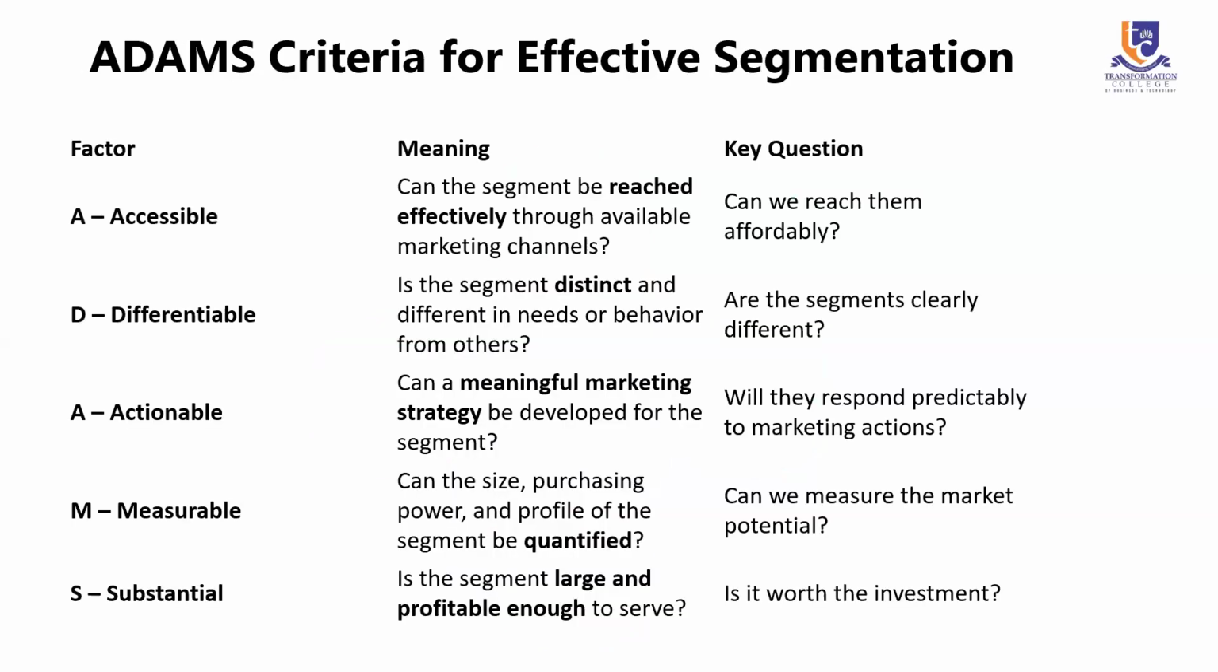Now let's move to the criteria for effective segmentation. Accessible: can the segment be reached effectively through an available marketing channel? Can we reach them affordably? There is a marketing budget, so is it affordable?